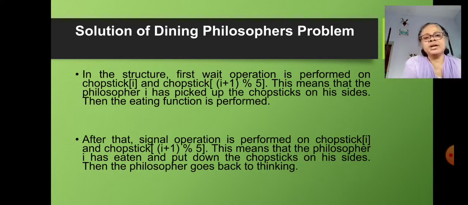It is explained further in the slide that in the structure, first the wait operation is performed on chopstick[i] and chopstick[(i+1) mod 5]. This means that philosopher i has picked up the chopsticks on his sides, then the eating function is performed. After that, the signal operation is performed on chopstick[i] and chopstick[(i+1) mod 5]. This means that philosopher i has eaten and put down the chopsticks on his sides, then the philosopher goes back to thinking.